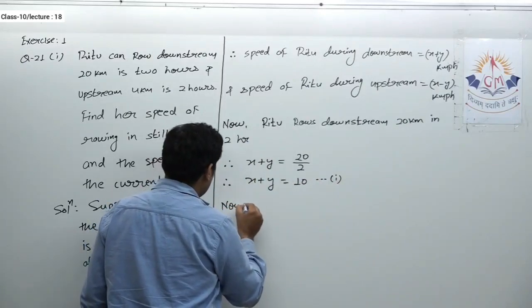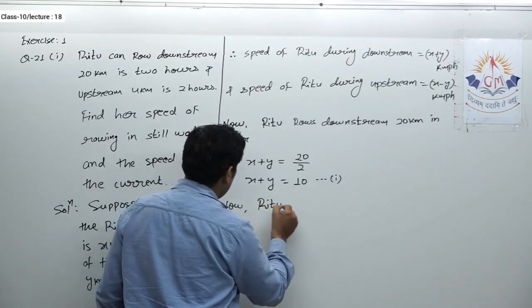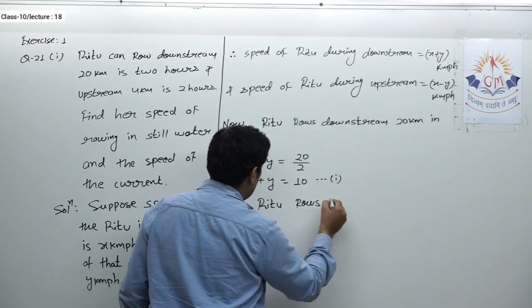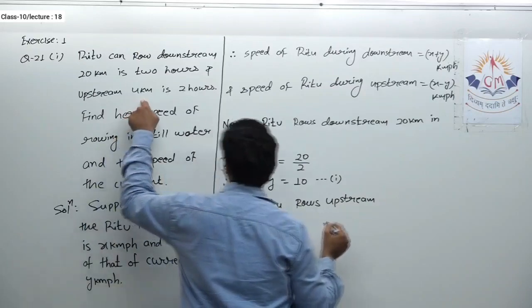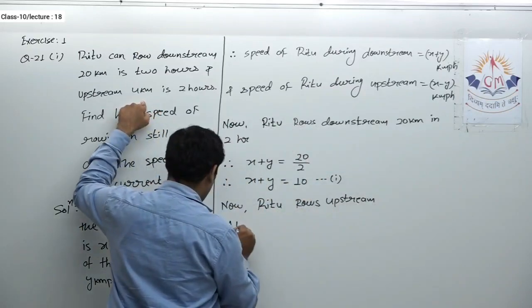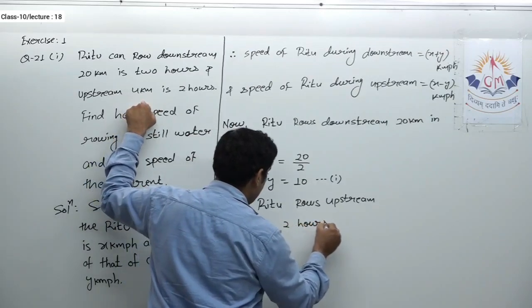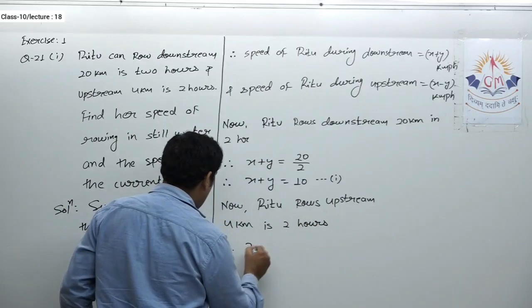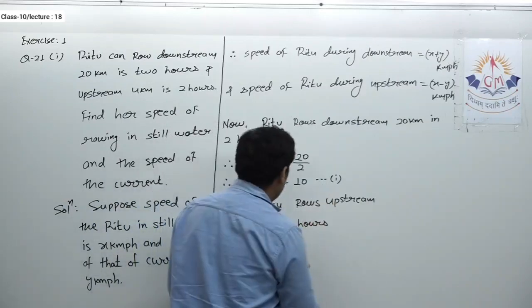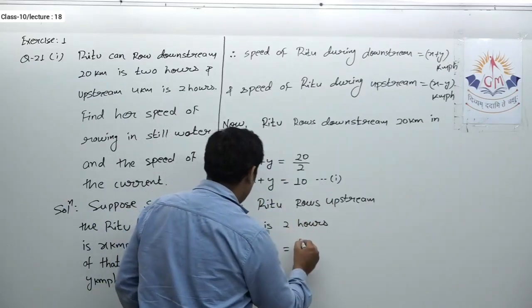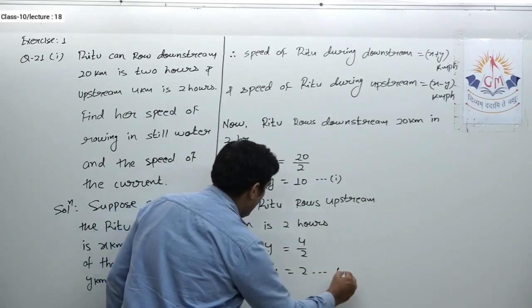Now I can write one more equation. Ritu rowed upstream 4 kilometers again in 2 hours. So x minus y is the speed during upstream. Speed is equal to distance upon time, distance 4, time 2. Therefore x minus y is equal to 2. Let it be equation number 2.